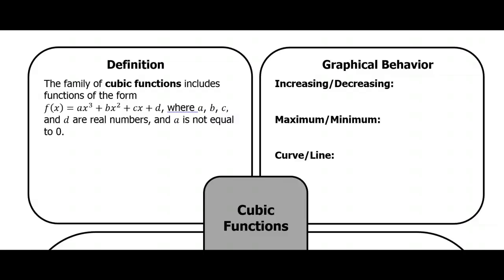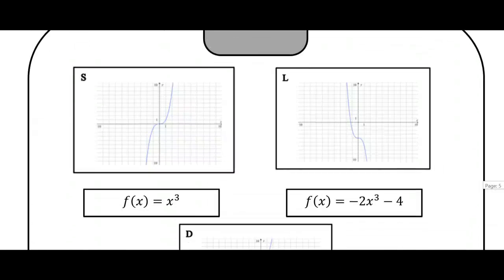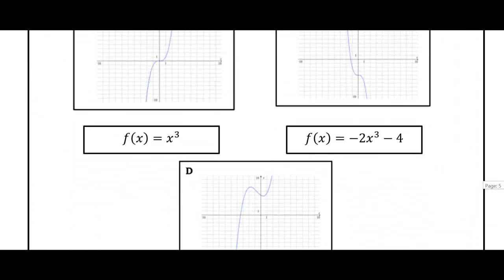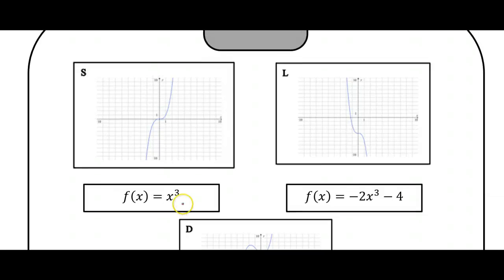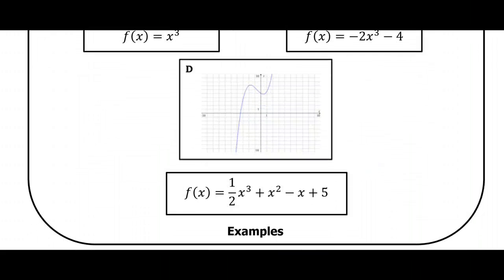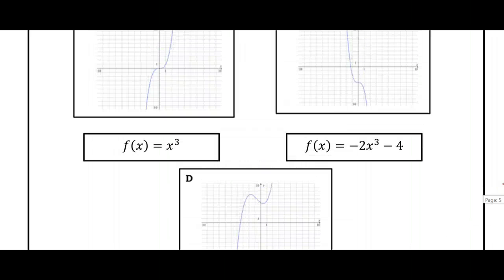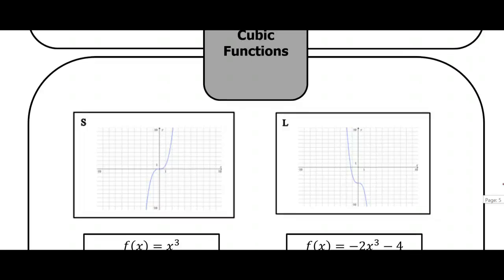Okay, we have two more families to look at now. The next family is our family of cubic functions. And we have three graphs that go with this. F of x equals x cubed, or x to the third power, is graph S. F of x equals negative 2x cubed minus 4 is graph L. And then finally, f of x equals 1/2 x cubed plus x squared minus x plus 5 is graph D. You'll notice that these graphs here have sort of an S shape to them.